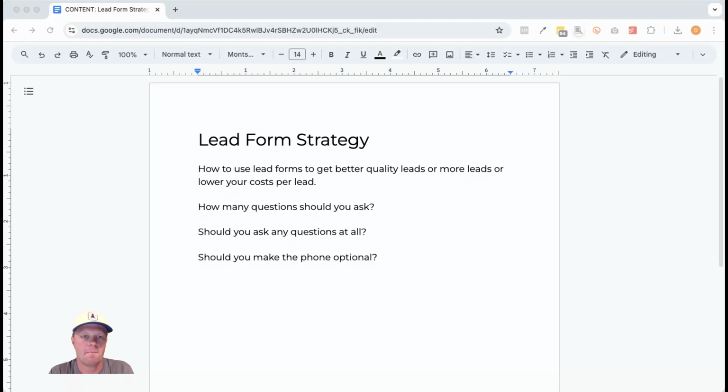Okay, let's talk about lead form strategy. So basically, the idea here is to talk a little bit about the lead form process, the questions you ask a lead, and how that affects the quality of leads you get, the number of leads you get, the cost it takes on average to get a lead, and that sort of thing.